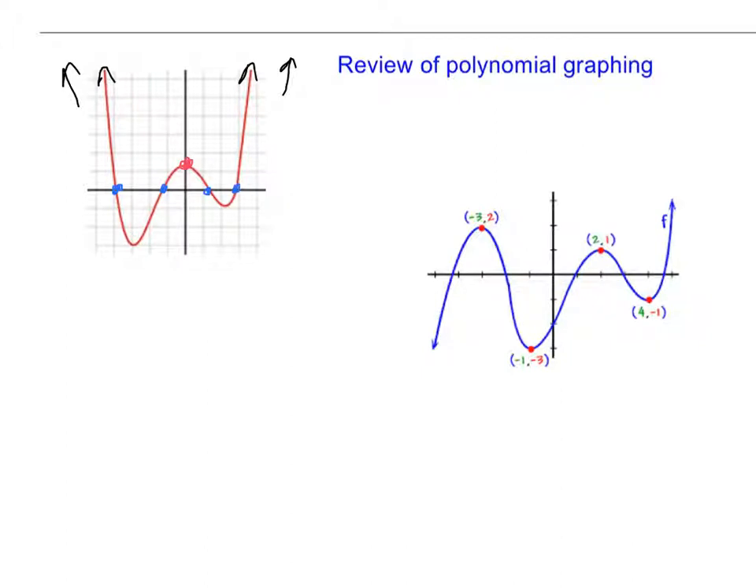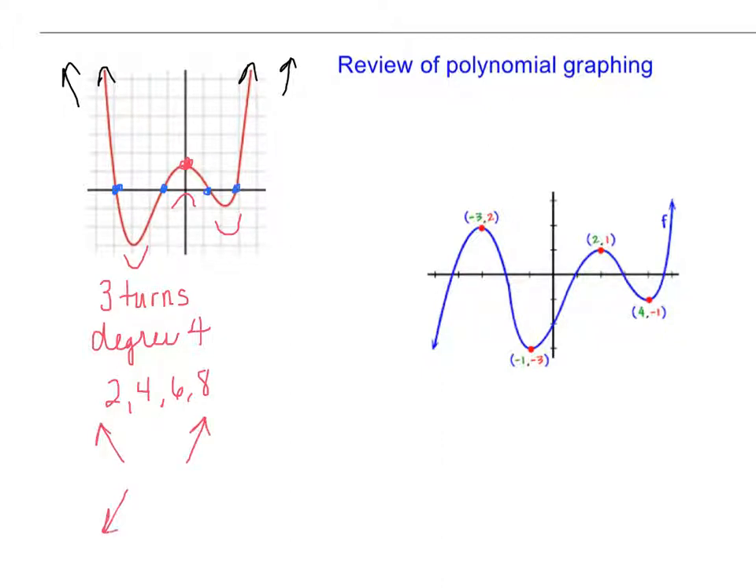And the other thing that you notice here is that it has turns, right? It has 3 turns. So if it has 3 turns in the graph, this is a polynomial of degree 4. Now 4 is an even number. So degrees of even numbers, 2, 4, 6, 8, etc. The behavior at the ends, as you remember, either both go up or both down, but they stay together, an even function.